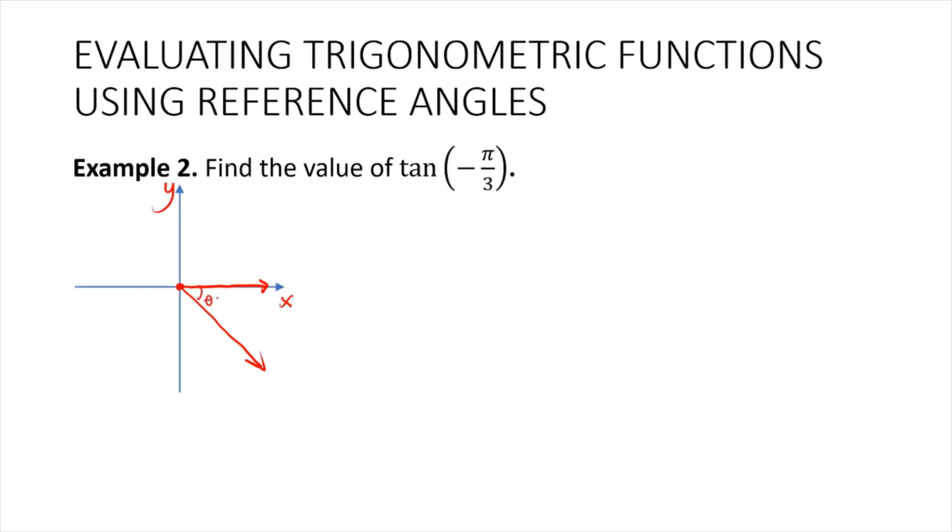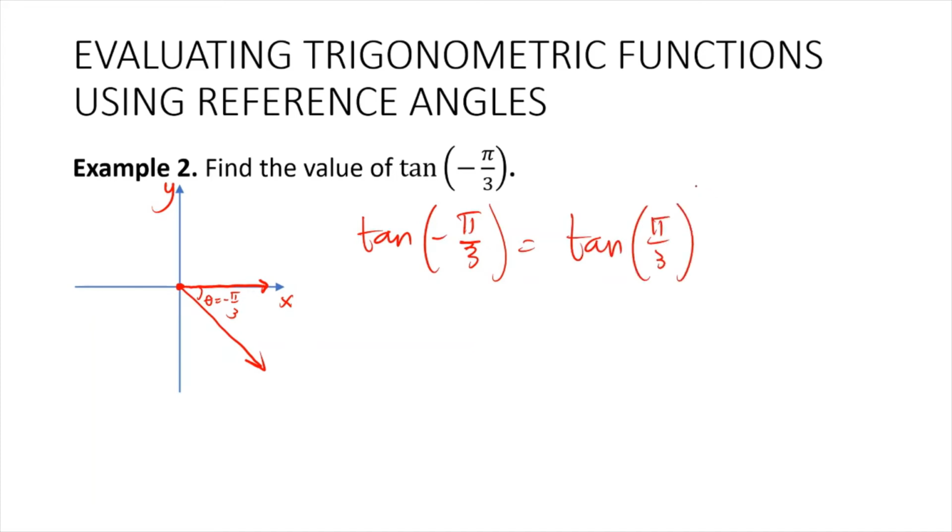So theta equals negative pi over 3. And then the reference angle is the acute angle formed by the terminal side here and the positive x-axis. So this angle here is just the same as angle theta. However, remember that reference angles are always positive. So just take out the negative sign. Therefore, tangent of negative pi over 3 is equal to tangent of positive pi over 3.